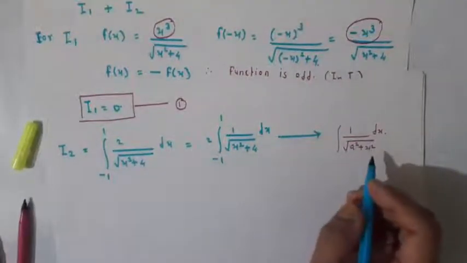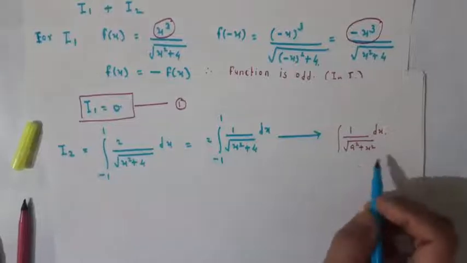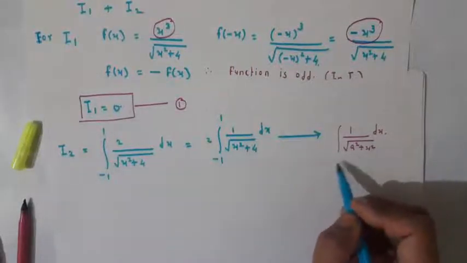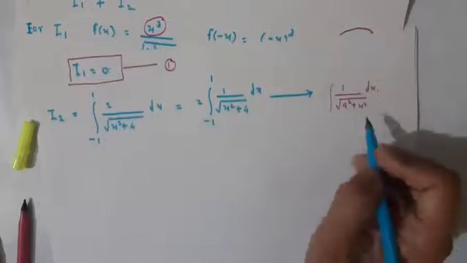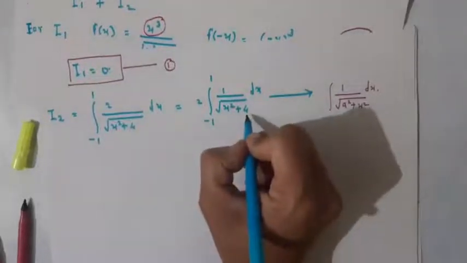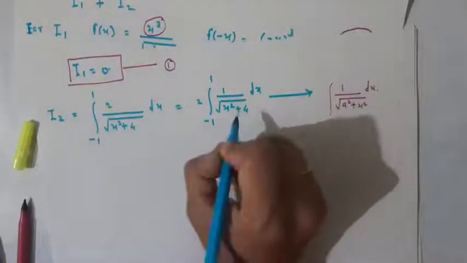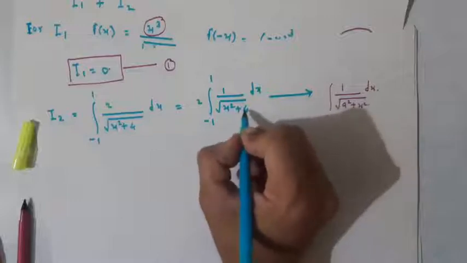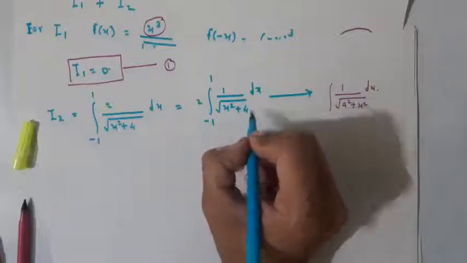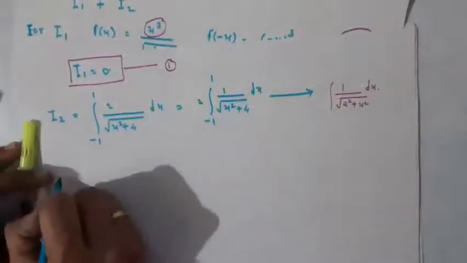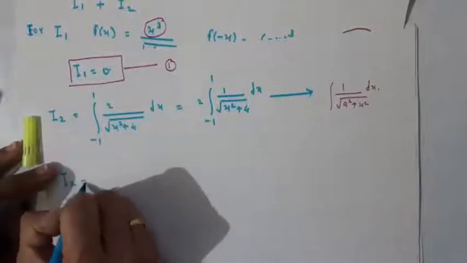Its integration formula is log of x plus square root of x square plus a square. By using here a equal to 2 and x equal to x, x square plus 4 means x square plus 2 square. So we can write that directly, that is I2 equal to.